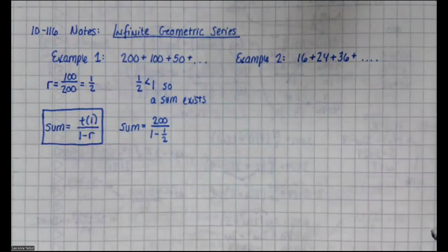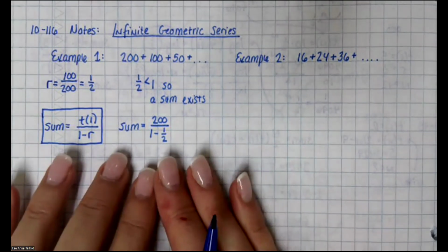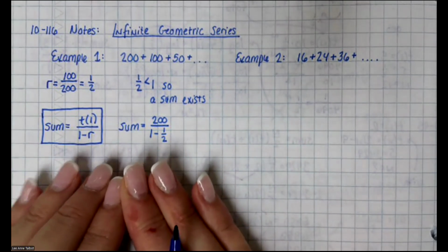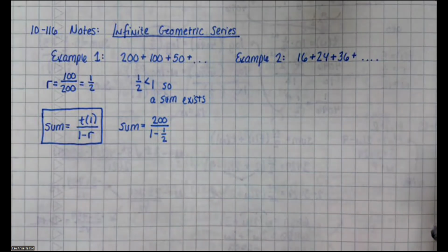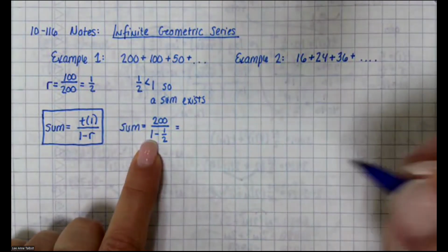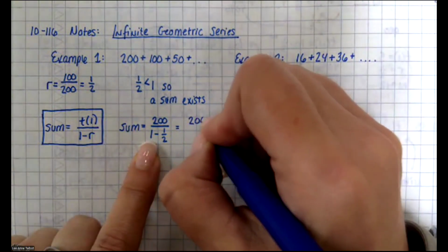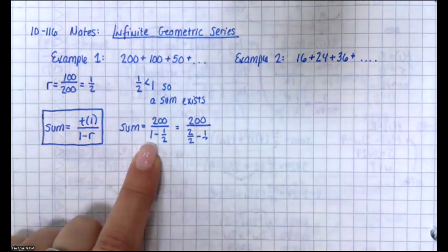Now note, this is not on your quiz this week. However, I am going to have it on the next quiz. There's actually 3 quizzes this chapter, and I'm going to ask you to show all of your steps. So this is not a calculator problem right now. You really want to put it in the calculator and get 400, but we need to do it properly, showing all of our work. So the first thing you do is get a common denominator on the bottom: 200 over 2 over 2 minus 1 over 2.